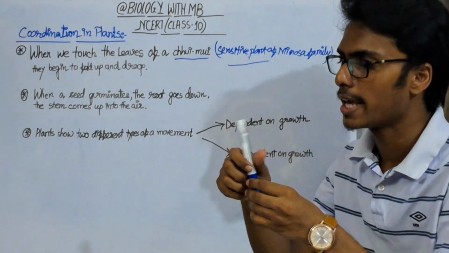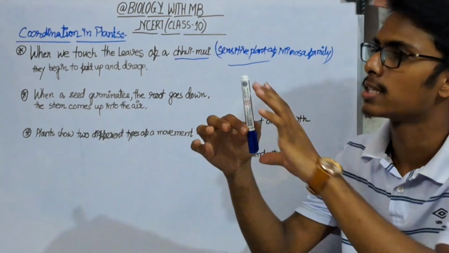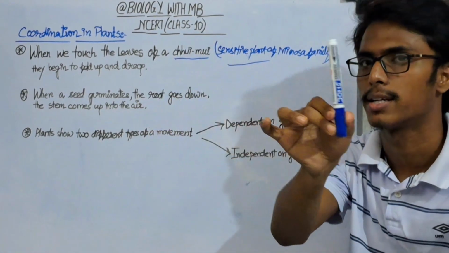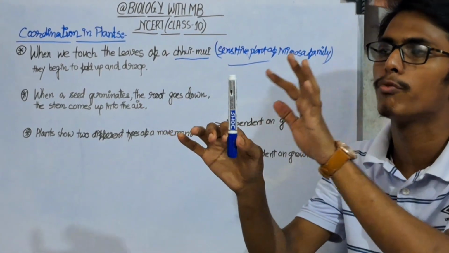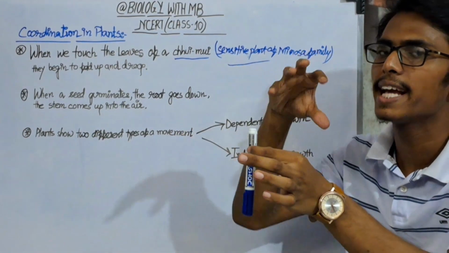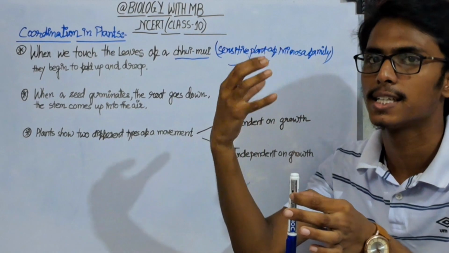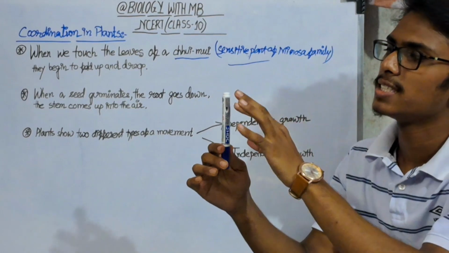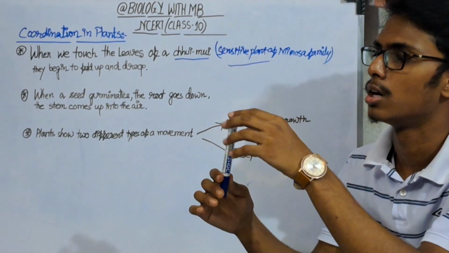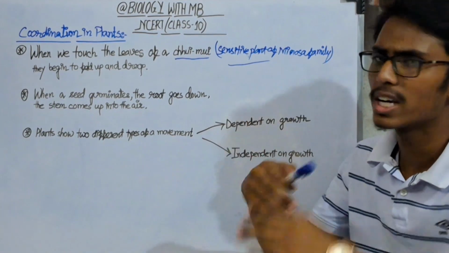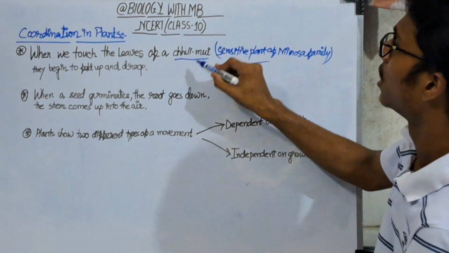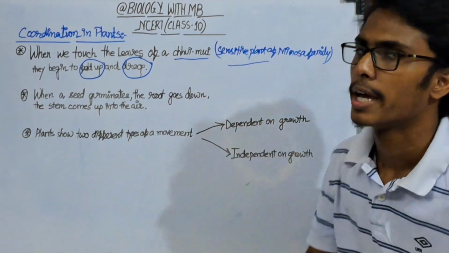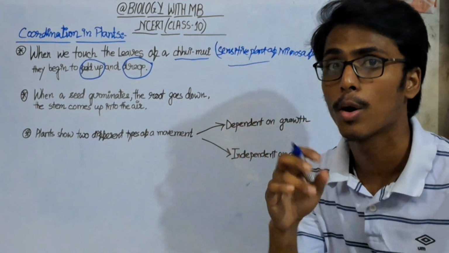Just examine, this is a sensitive plant. When we touch it, or when any kind of stimulus like light, heat, or air is given to it, or its environment changes, what happens? It begins to fold and droop, or shows some kind of movement.